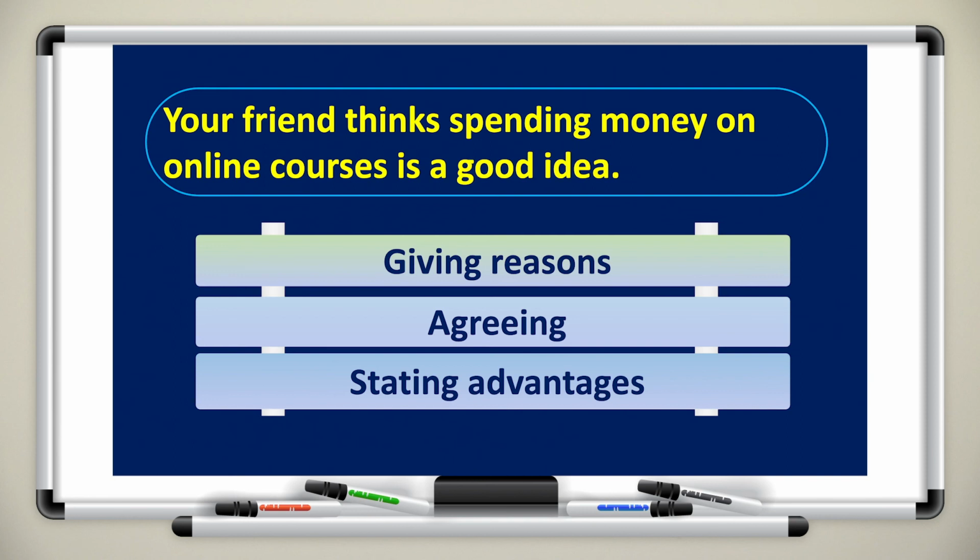The first example we have here, your friend thinks spending money on online courses is a good idea. How would you respond? They're likely to say, spending money on online courses is a good idea. You hear someone say that. What do you say? Spending money on online courses allows you to benefit. You give a reason. Or you can agree, I totally agree with you. I think it's a great idea. Or you can state advantages. There are many advantages of spending money on online courses. Very simple. Think about what you would say in that situation.